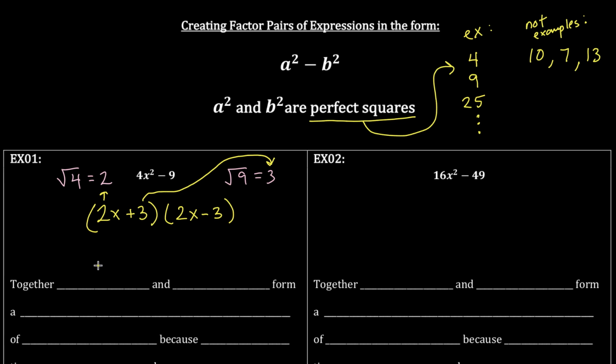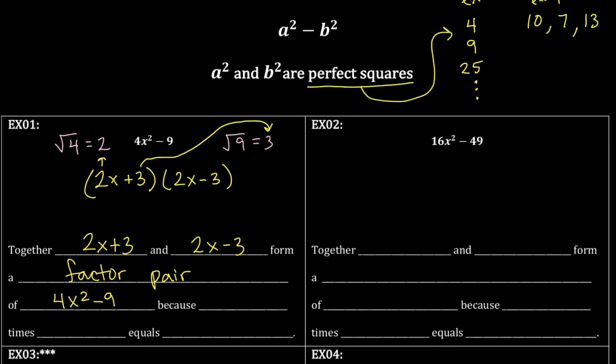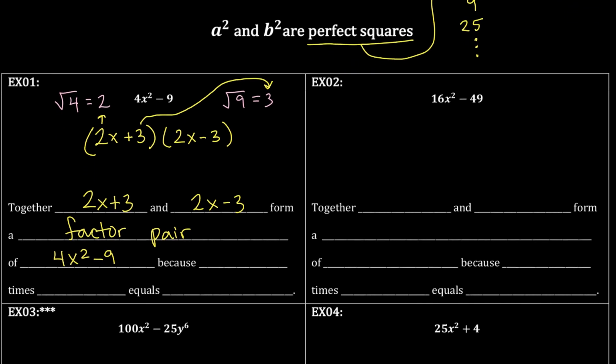So together, and it'll be easier once we do more examples, 2x plus 3 and 2x minus 3 form a factor pair of 4x squared minus 9. And this is because 2x plus 3 times 2x minus 3 equals 4x squared minus 9. And you could prove that like in the other one, but I think it's better if I just show you more examples.